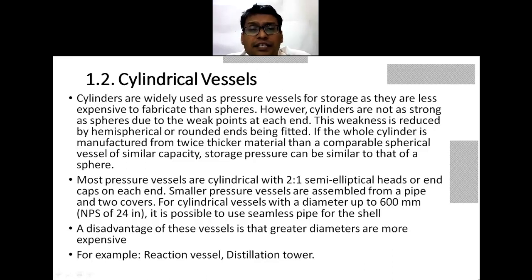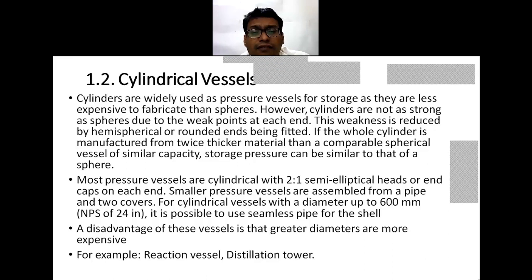If the whole cylinder is manufactured from material twice as thick as a comparable spherical vessel of similar capacity, the storage pressure can be similar to that of the sphere. Twice the thickness of a cylinder will equal the thickness of the sphere. So most pressure vessels are cylindrical with a 2:1 semi-elliptical head or the torispherical head, or sometimes the hemispherical head also, and end caps on each end. The smaller pressure vessels are assembled from a pipe and two covers.